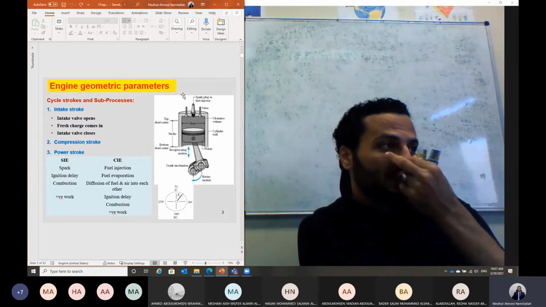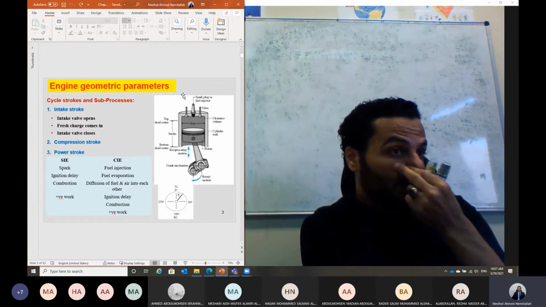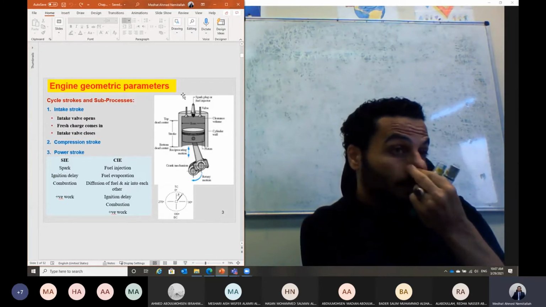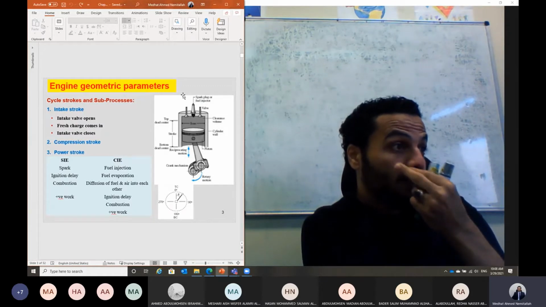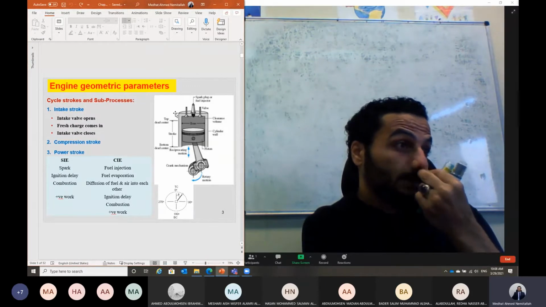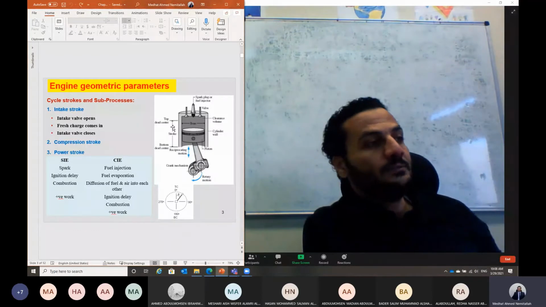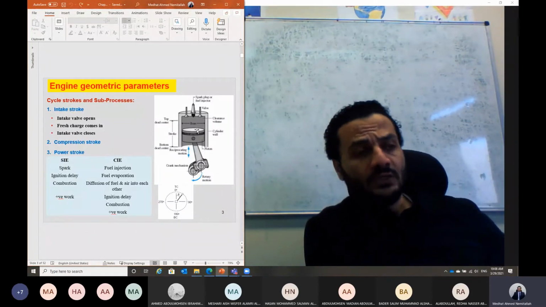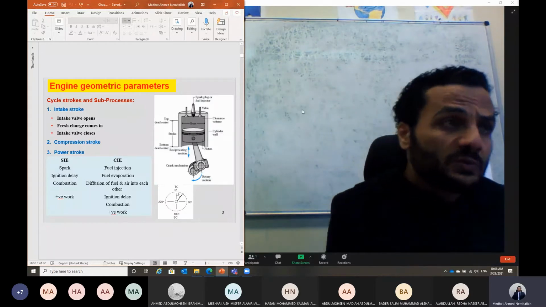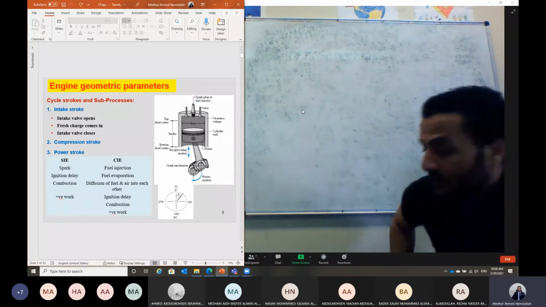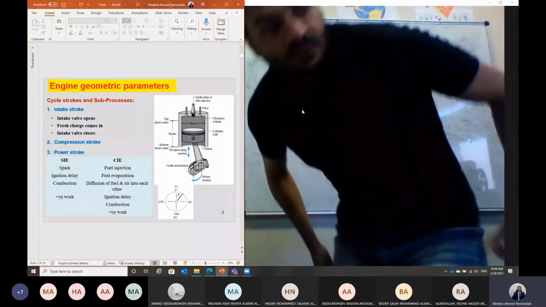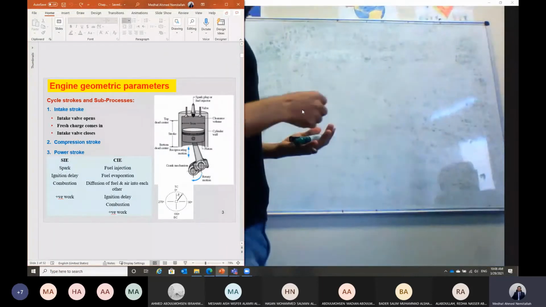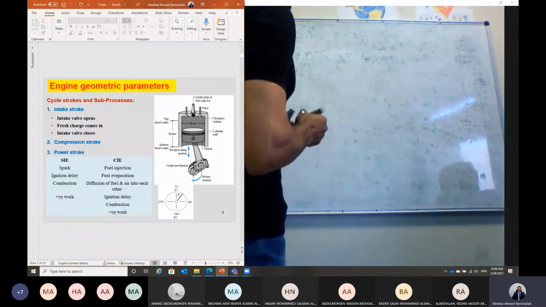Okay, here we will start with some geometric analysis. As we said, this is a kind of generalized engine. The diameter of the piston itself, we call it the bore, as we said earlier. And the piston inside the cylinder is moving between the top dead center and the bottom dead center, and the distance moved, we call it the stroke.